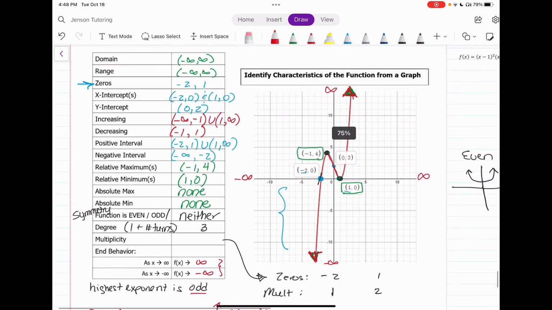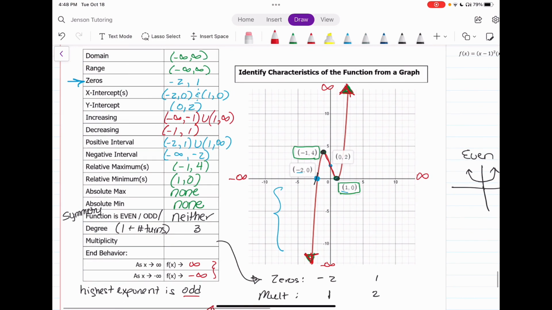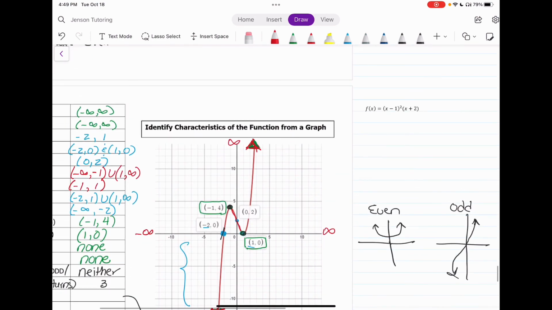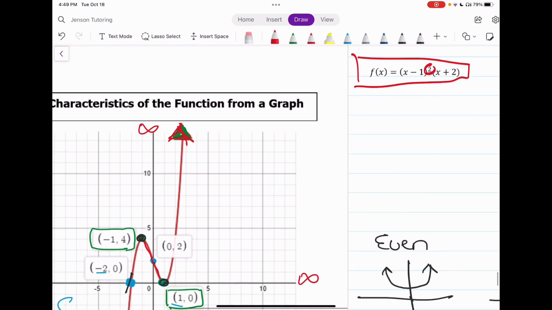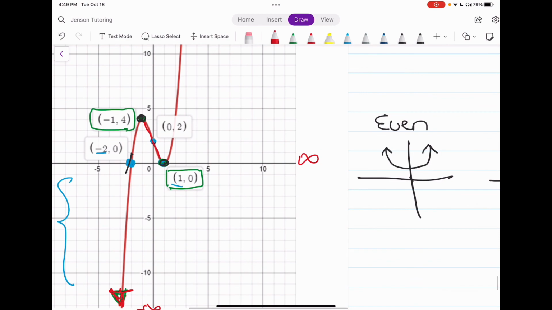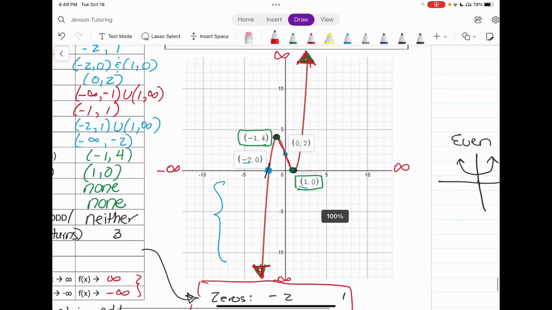So there we go. How'd you do? This is actually the function for this graph. So you can see that 1 has a multiplicity of 2, it happens twice, and negative 2 occurs only once. That tells us it crosses.